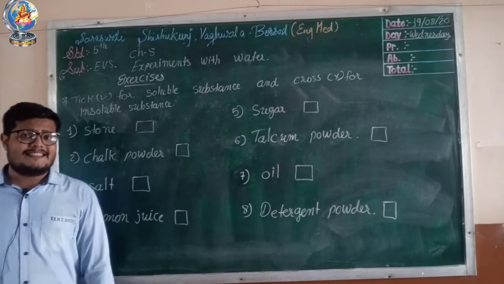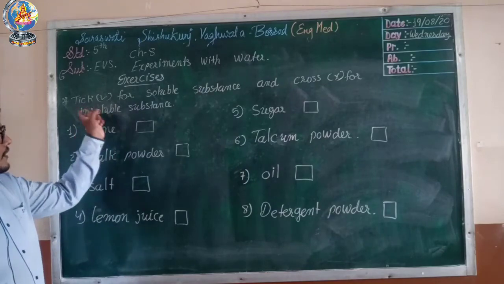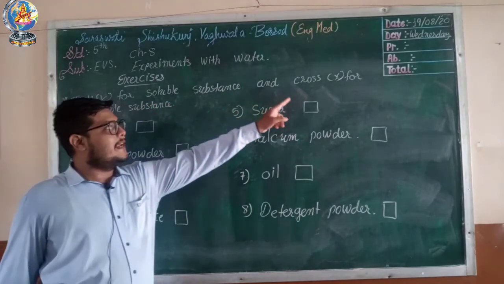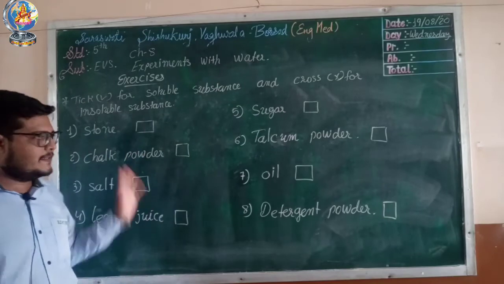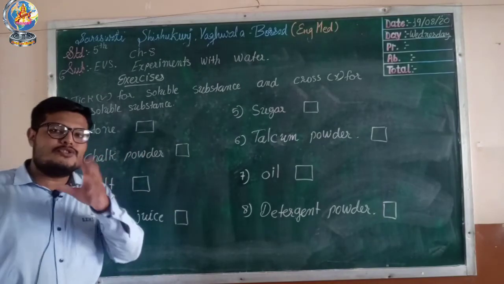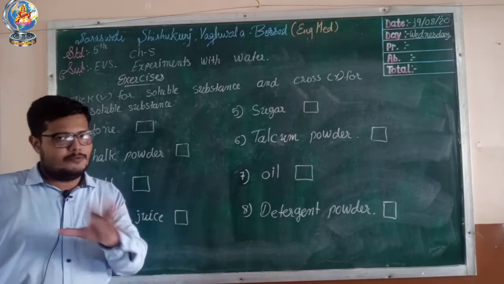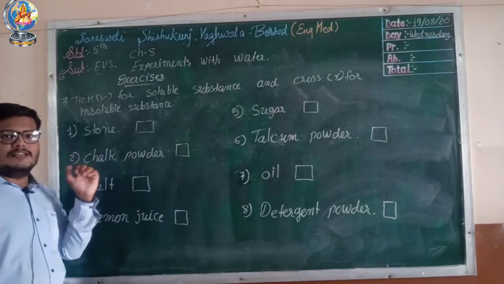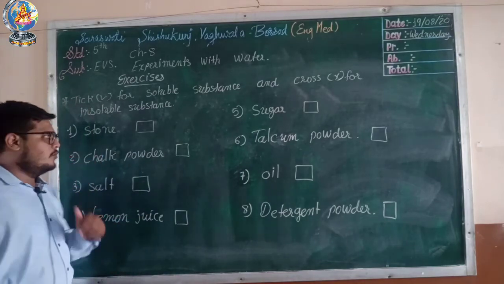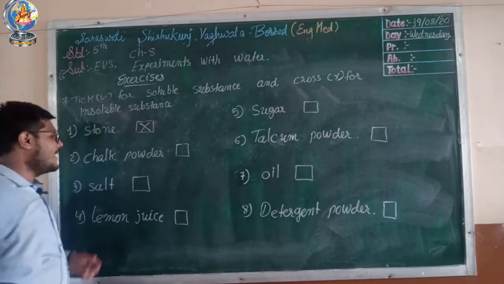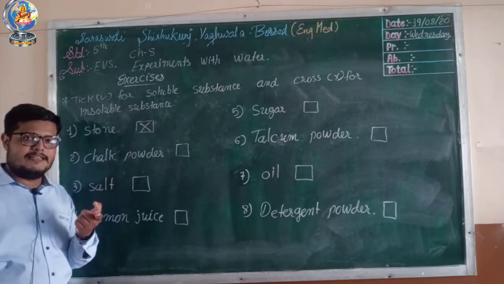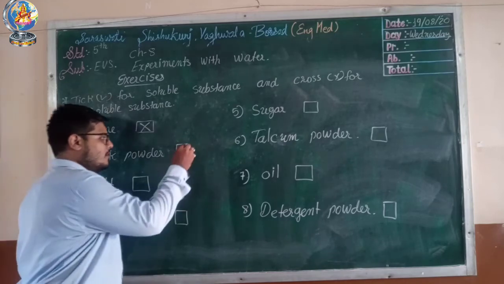Let's go for next exercise here. Tick correct for soluble substance and cross for insoluble substance. Here are few substances. Then you have to check whether it dissolves in water or does not dissolve, means it is soluble or insoluble. First one, stone. Does it dissolve in water? No. So here we will do cross. Second one, chalk powder. You have seen experiment. Does it dissolve? No. So cross.